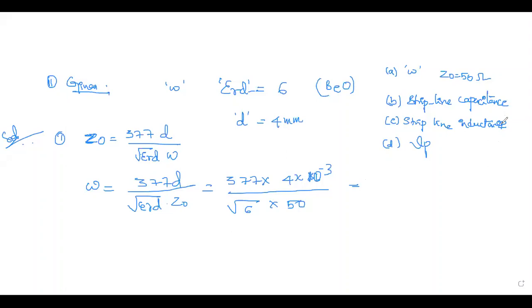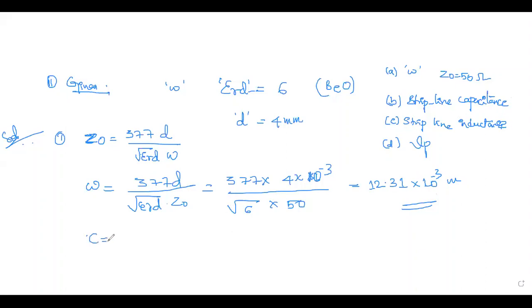0.0123, in terms of milli, 12.31 milli. Just check. 12.31 millimeter. Okay. Now, next you have to calculate the strip line capacitance.